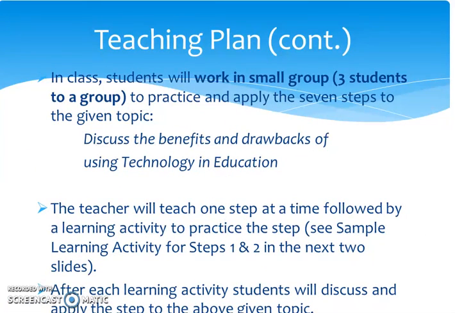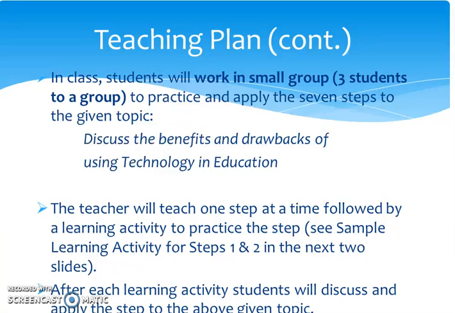In class, it is planned that students will be working in small groups of about 3 students to a group to practice and apply the 7 steps we have just looked at. And they will be working on a specific topic, which you can see here, and the topic is to discuss the benefits and drawbacks of using technology in education. I chose this particular topic because I think it's pertinent to students' experiences here at USB, and they should be able to draw a lot on their own personal experiences and share ideas with their friends.